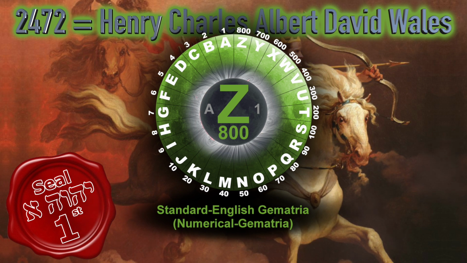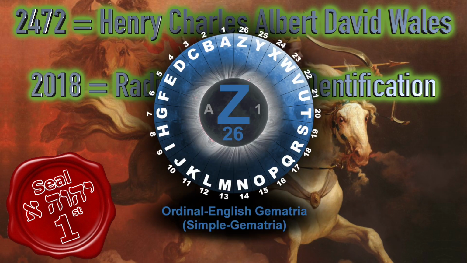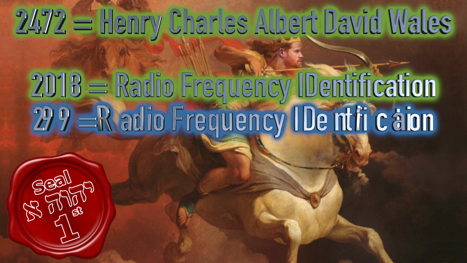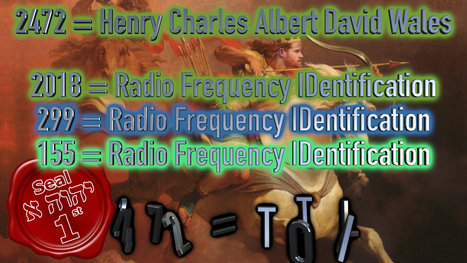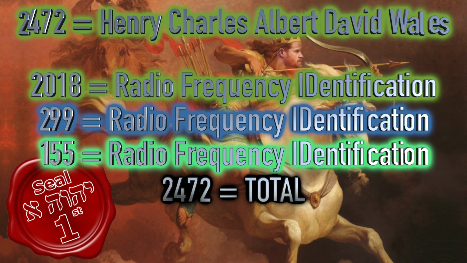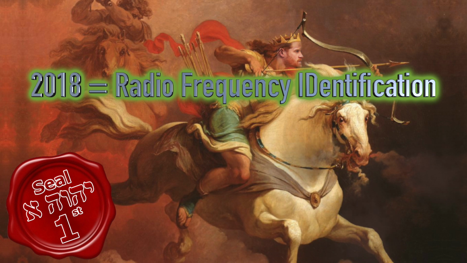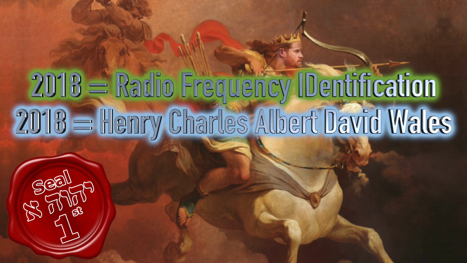Using Standard English Gematria, Radio Frequency Identification equals 2018, and using Ordinal English Gematria it equals 299, and using Latin Gematria it equals 155. If we add these numbers up together, we get 2,472. If we leave remaining the calculation for Radio Frequency Identification using Standard English Gematria, which equals 2018, the following also equals that number. Using Cardinal Ordinal English Gematria, Henry Charles Albert David Wales equals 2018.